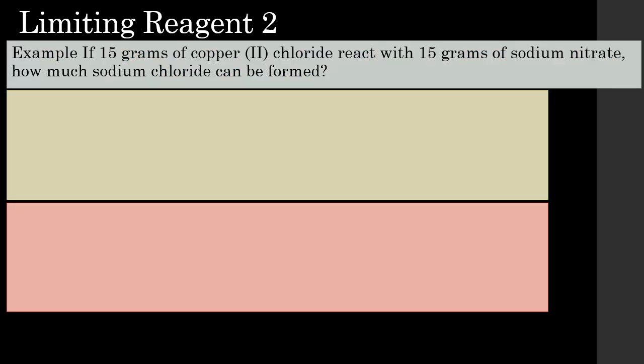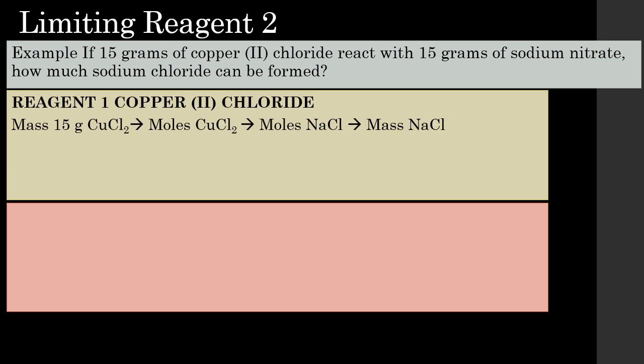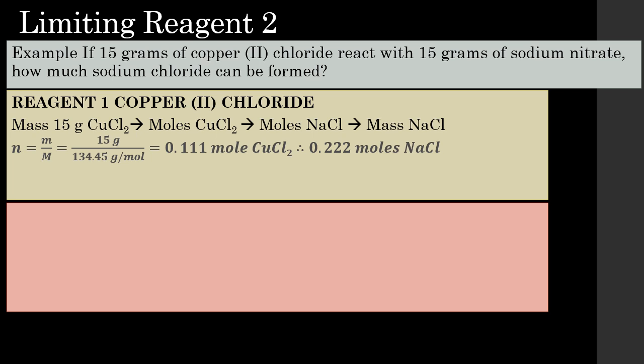If 15 grams of copper(II) chloride react with 15 grams of sodium nitrate, how much sodium chloride can be formed? So we're going to look at reagent 1, the mass of copper chloride, and go to the moles of copper chloride, predict the moles of sodium chloride to determine the mass of sodium chloride. So the number of moles of copper chloride: we've got 15 grams and it's 134.45 grams per mole. So that will give us 0.11 moles of copper chloride.